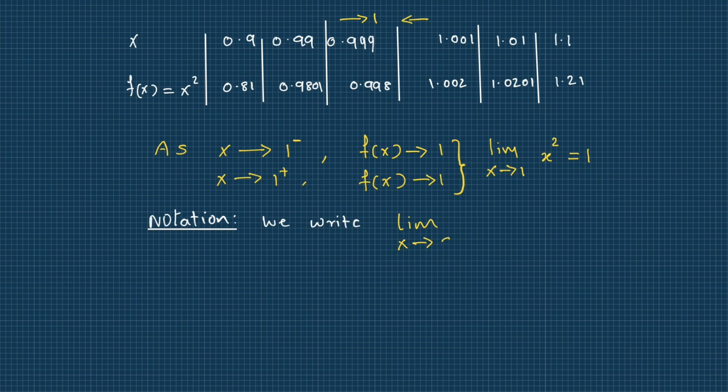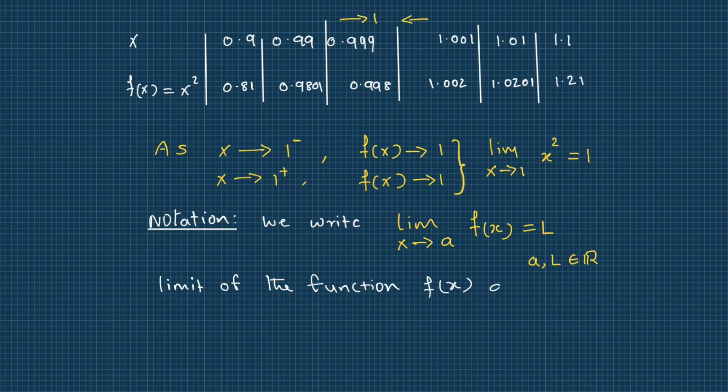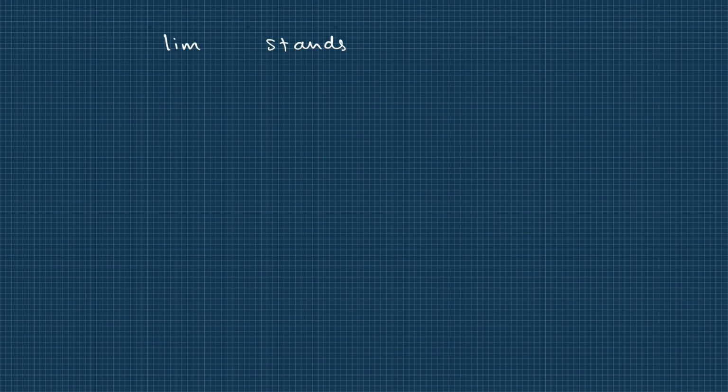When we write limit as x goes to a of the function f of x equals L, where a and L are real numbers, we mean the limiting value of the function f of x as x goes to a is L. Lim is the abbreviation for limit, and the arrow stands for the word approaches.